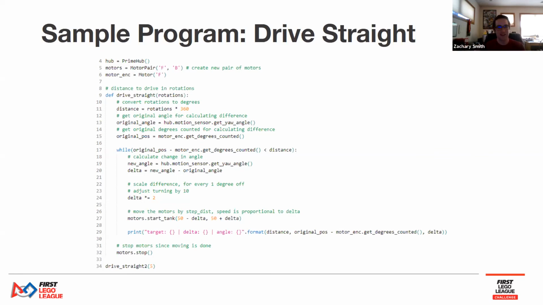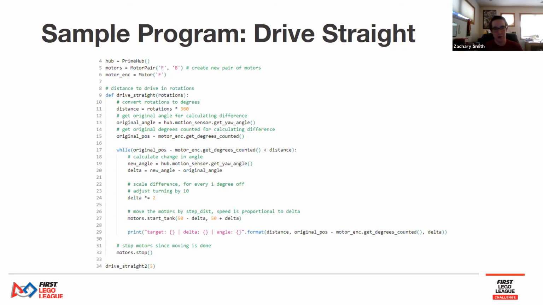So inside the while loop, you can see we calculate what the new angle is, which is going to just get the angle as it moves. And the delta is going to be whatever the new angle is minus the original angle. And then I scale the difference, which means for every 1 degree off, I'll adjust the turning by 2. Looks like my comment I never updated. So the times equals there just means delta equals delta times 2. Something to keep in mind.